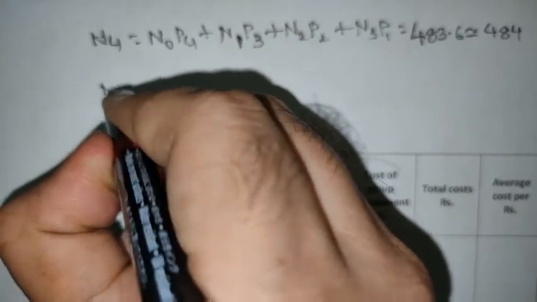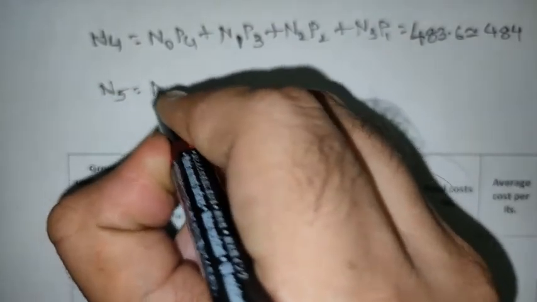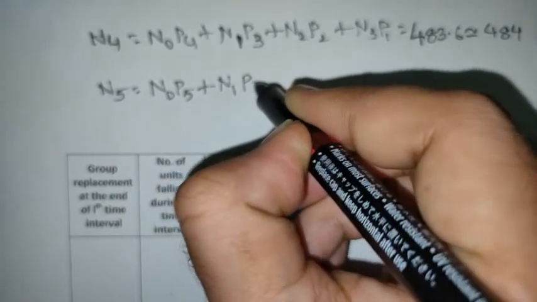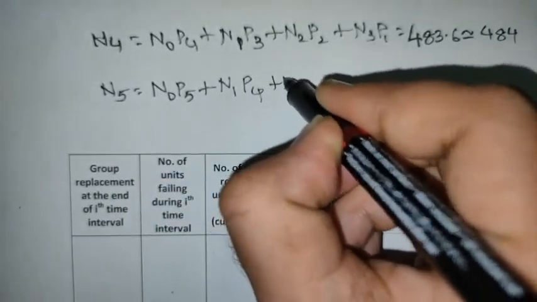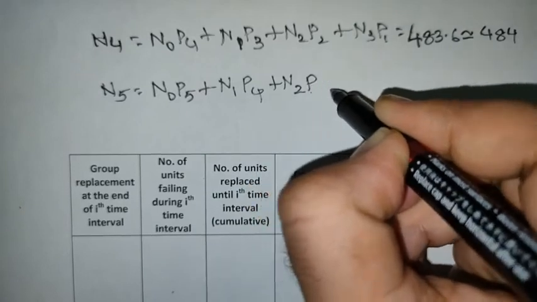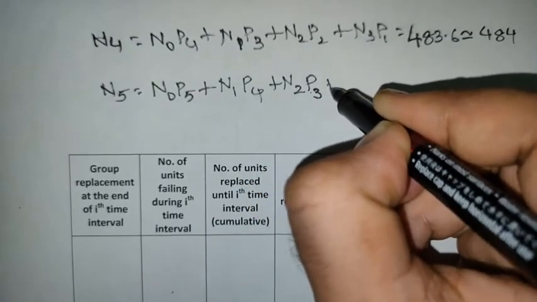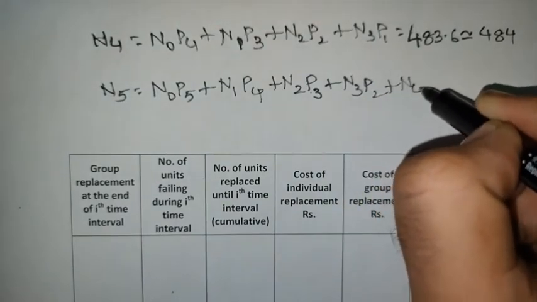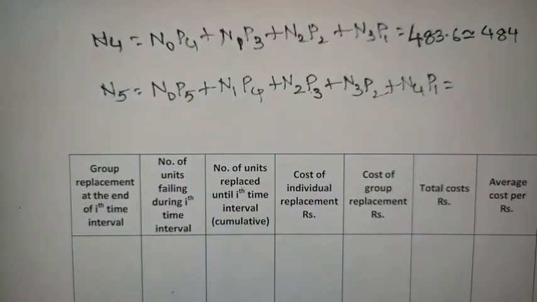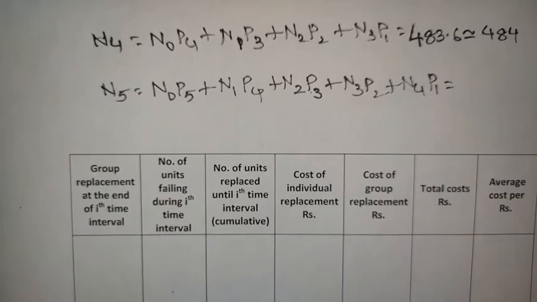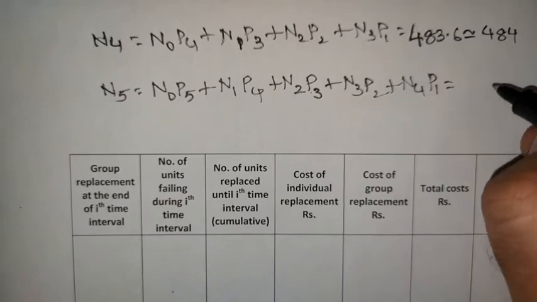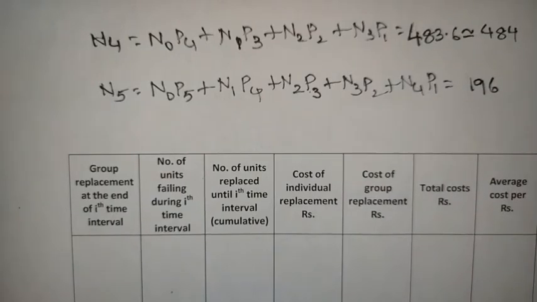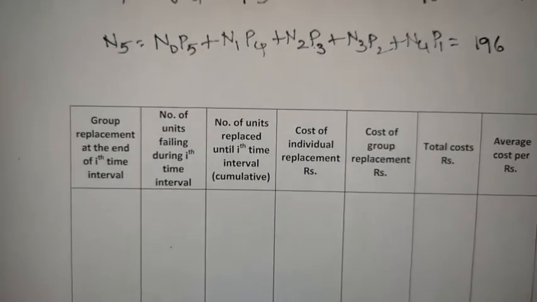Next, calculate n5, that is n0 into p5 plus n1 into p4 plus n2 p3 plus n3 p2 plus n4 p1. If you substitute all values, then we will get 196. So we have found all the values from n1 to n5.